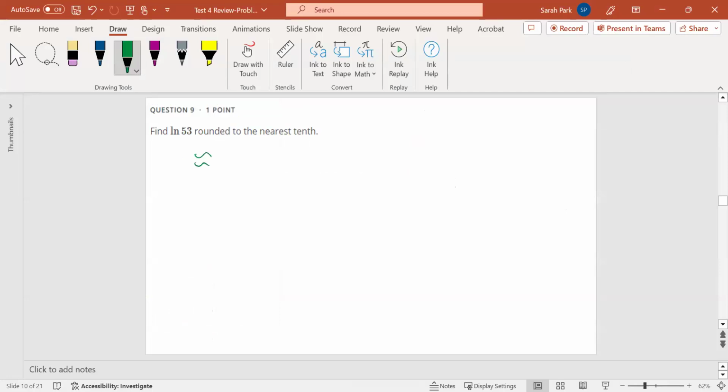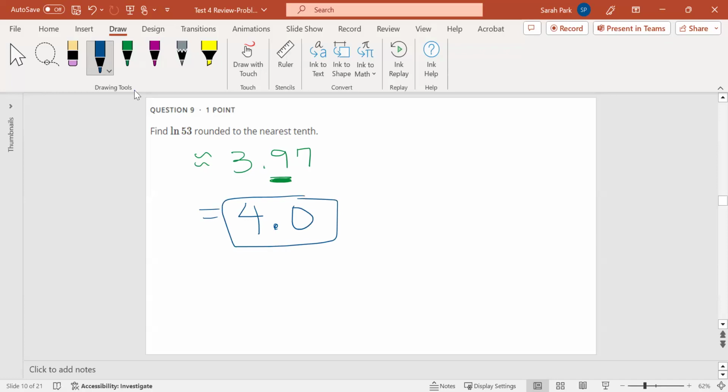Okay, so we have 3.97. The tens place, so here's the tens place. So I would round to, because the 7 is bigger than 5, 4.0. Or I could just simply say 4.